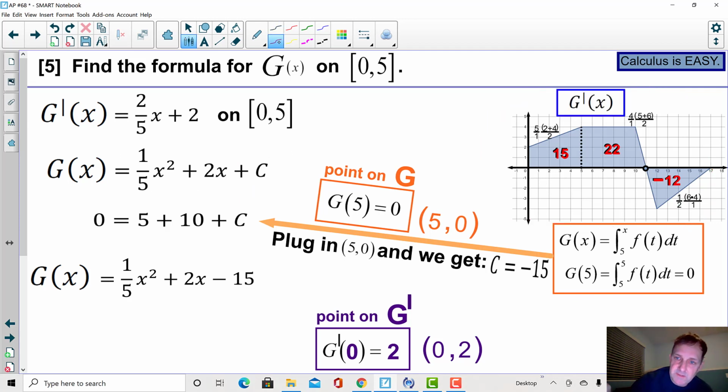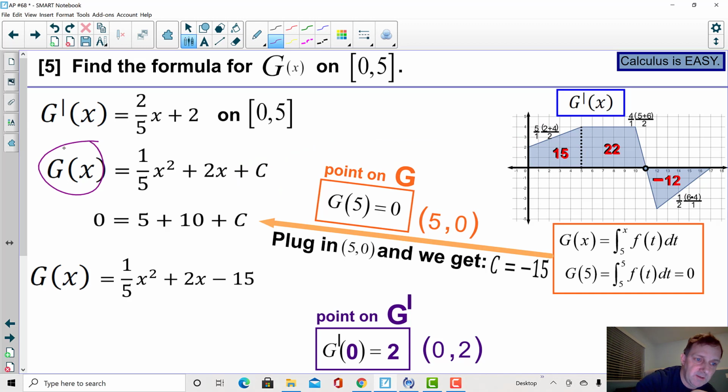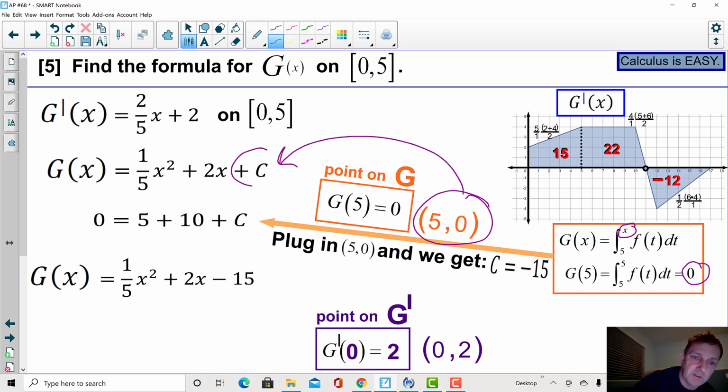Now, one of the biggest mistakes that students make is they plug a point from g prime into the equation for g in order to solve for the plus c. And you cannot do that. You'd have to plug in a point from g. So we have to look at the original function that was called g. G was equal to an integral. So we need to plug in a number from x equals 0 to x equals 5. Now, I think the easiest number to plug in is 5, because then we have the integral from 5 to 5. And that's the same number, so we would get 0 for the answer. So that means for the g function, we would have the point 5, 0.